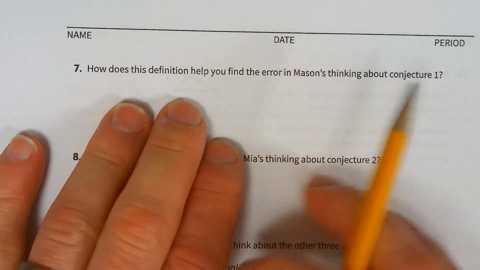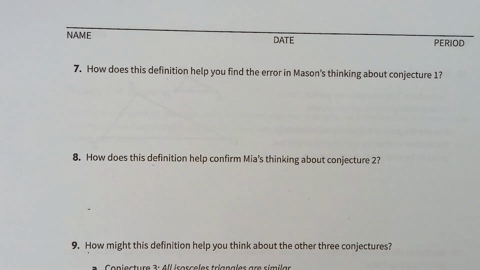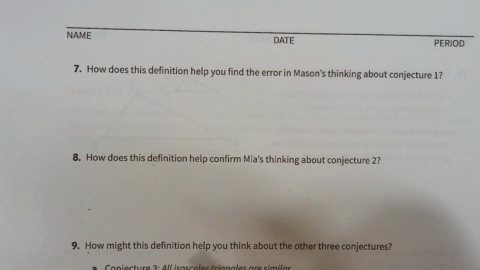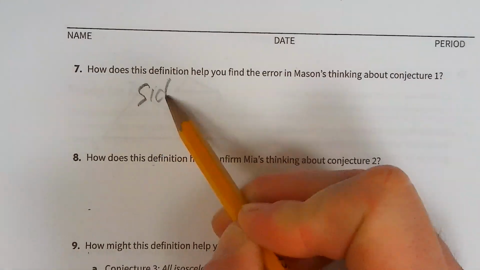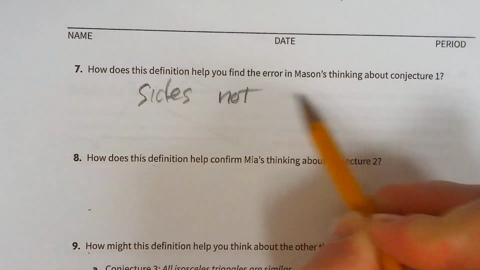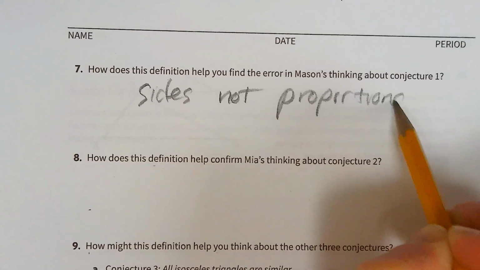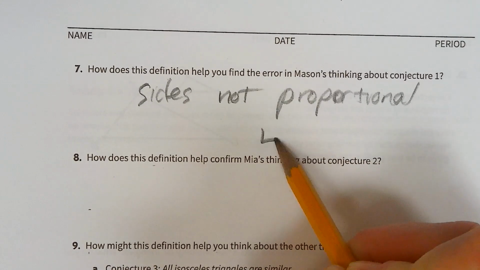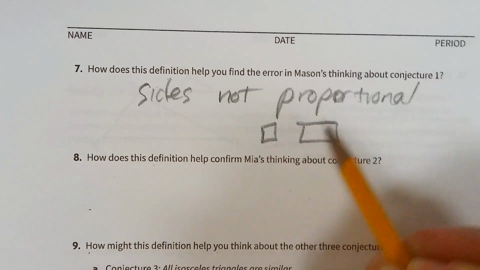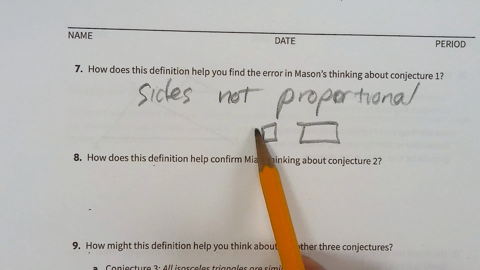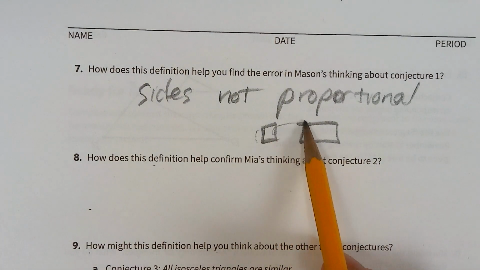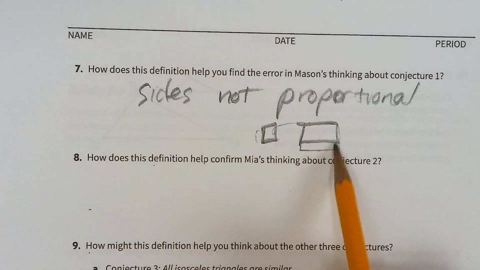How does this definition help you fix the error in Mason's thinking about conjecture 1? Something about the sides not proportional. That was the rectangle one, where you had a squarish looking rectangle and a not squarish looking rectangle. And he was saying, well, the angles all match, and if you move it over there and grow it, yeah, but it doesn't grow right.